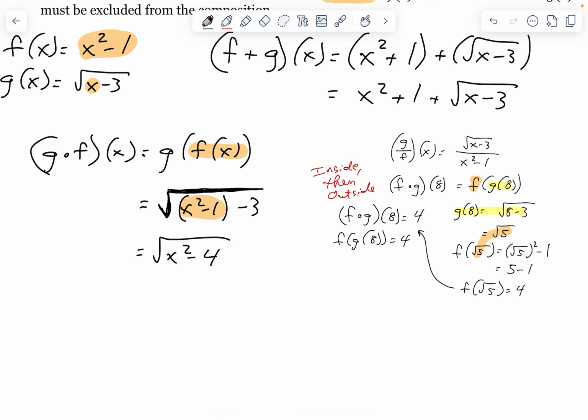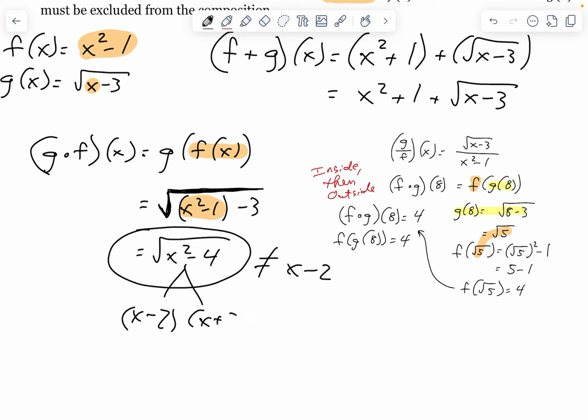And a reminder, this cannot simplify. This does not equal x minus 2. No, no, no. Because this factors into x minus 2, x plus 2. Right? We just had a test on factoring. So it's not the same thing twice. They are conjugates. They're not the same thing twice. So no simplifying there.